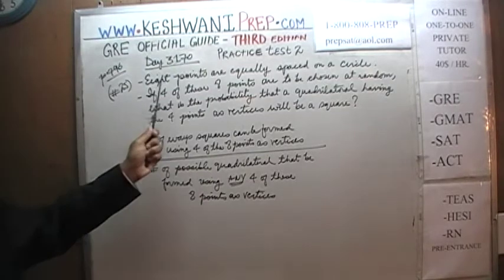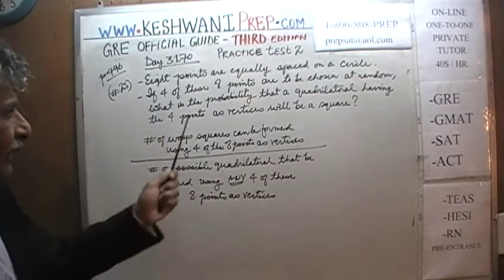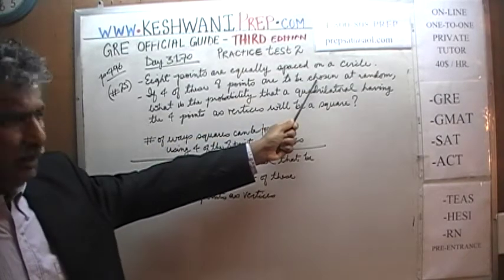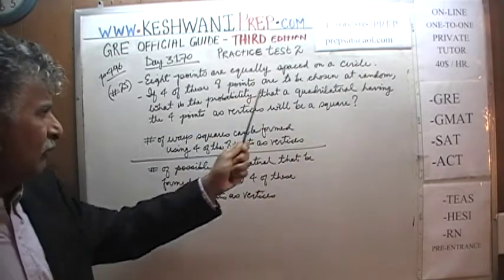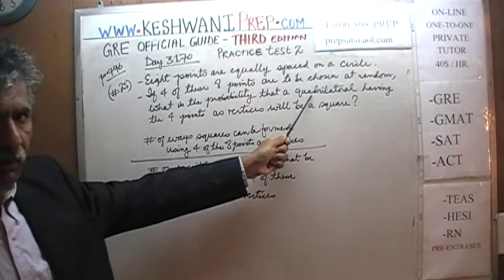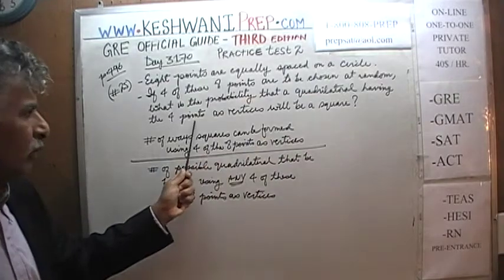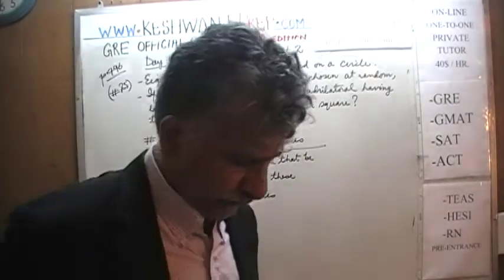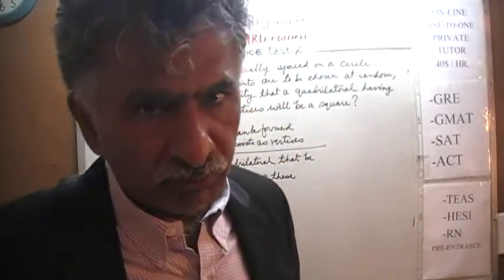One more time. We have 8 points on a circle that are equally spaced. We are to choose four of those 8 points at random. After having chosen four of those 8 points at random, the question is, if we were to join those 4 points and form a quadrilateral, what are the chances that the 4 points that we use as vertices actually turn out to be a square? Well, let's take a look at it, shall we?